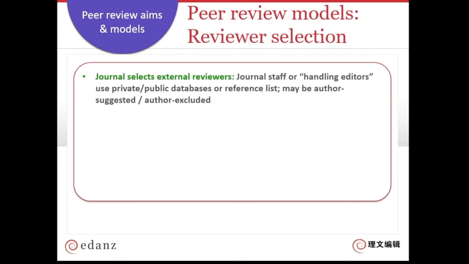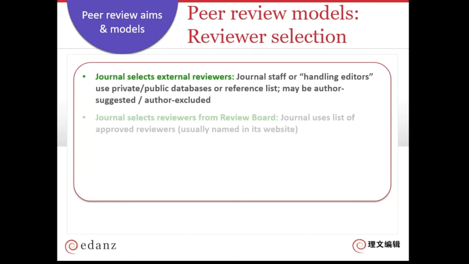Now, how do peer reviewers get selected? The journal could select from external peer reviewers from its own lists or from public databases or even from the reference list from the author's paper. And this may include choices from the author. Maybe they've suggested a reviewer who should be objective and not related to that author, or they might sometimes exclude reviewers. So some journals also look at these.